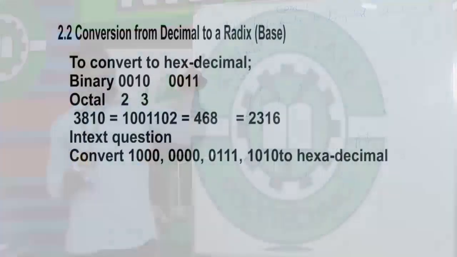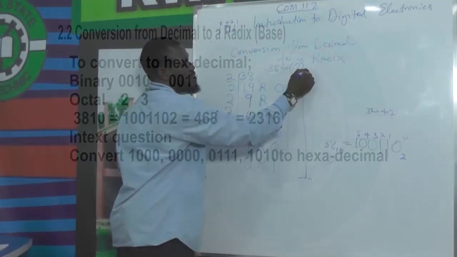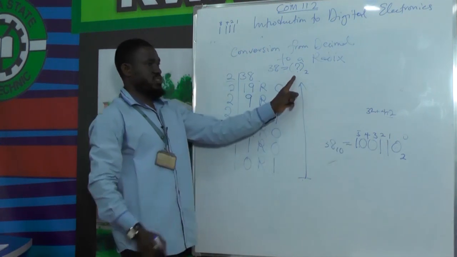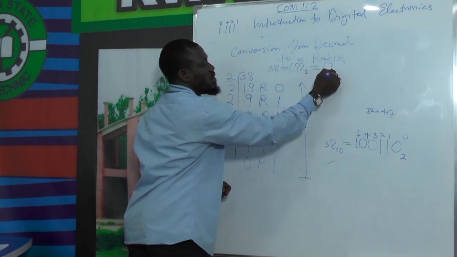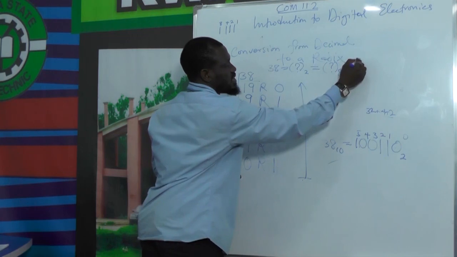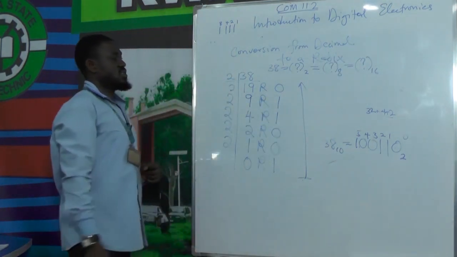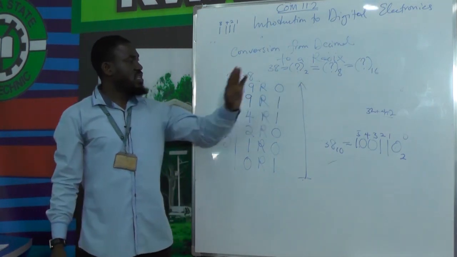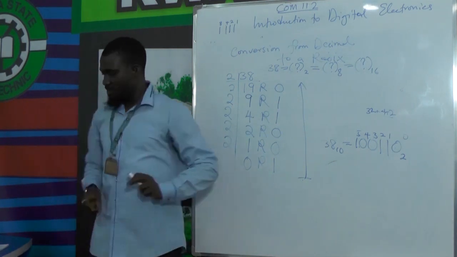So to convert this same 38 to base 2, which we have just done, that is radix of 2, then we can also convert that to base 8, and also convert to hexadecimal, that is base 16. We have just done the binary. We are going to go on to the octal number system now. Let's do that.